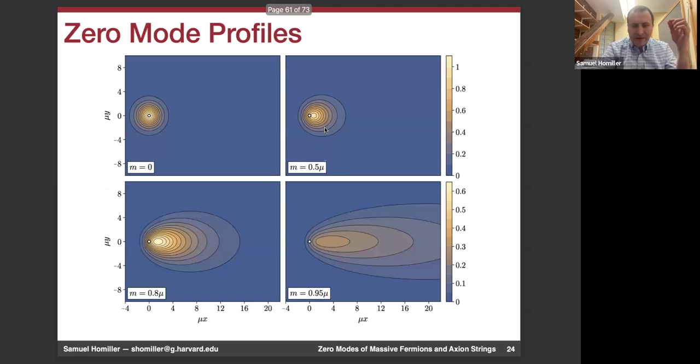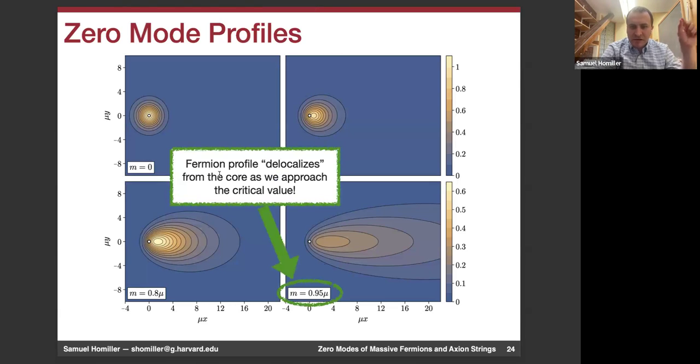And now as I keep cranking up the mass, you see that the core of the profiles are not actually even right at the core of the string, and they're starting to delocalize and spread across space. And as I approach mu closer and closer, these things stretch out and are really, really delocalized from the string along the x-axis. And the x-axis here is just because of the phase that I've kind of chosen implicit in the Lagrangian. Okay. So as I approach the critical value, these fermion profiles delocalize, and you get these really strange looking solutions for these zero modes.